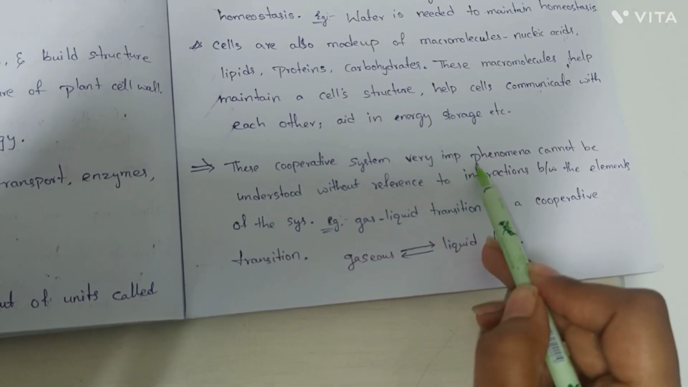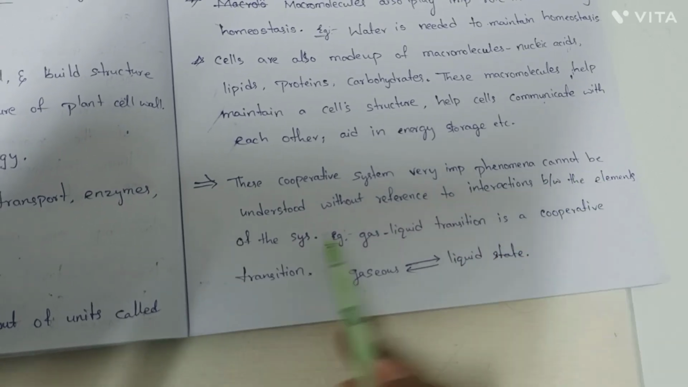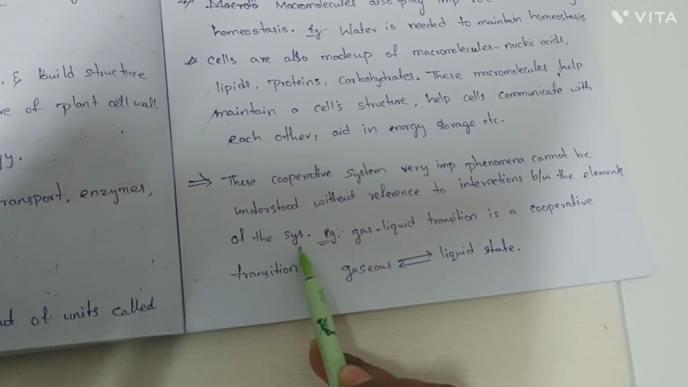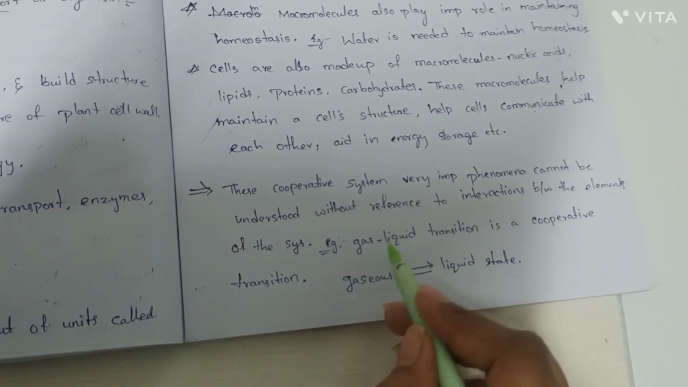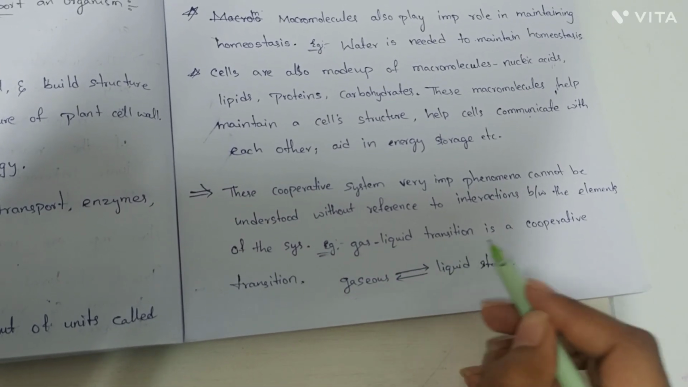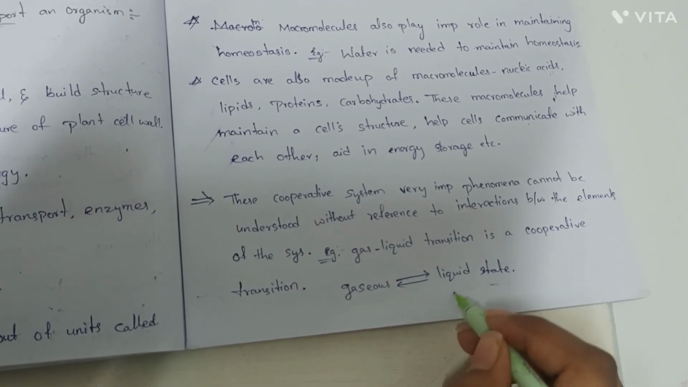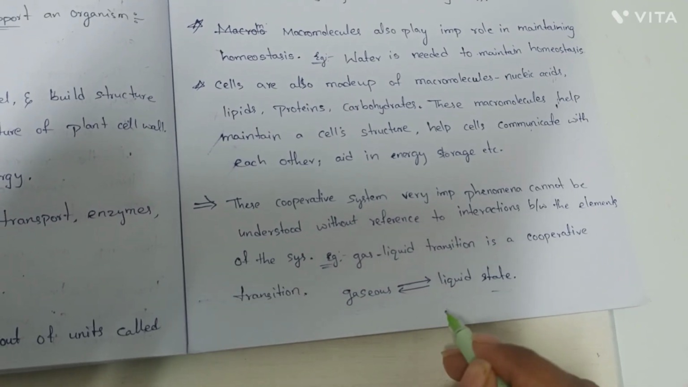These cooperative systems, a very important phenomenon, cannot be understood without reference to interactions between the elements of the system. For example, gas to liquid transition is a cooperative system, gaseous to liquid state and liquid state to gaseous.